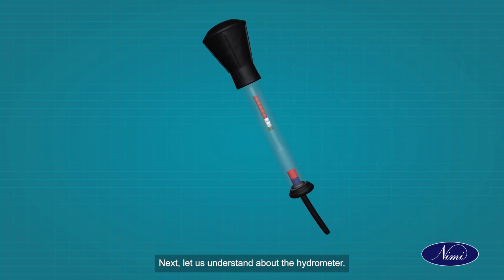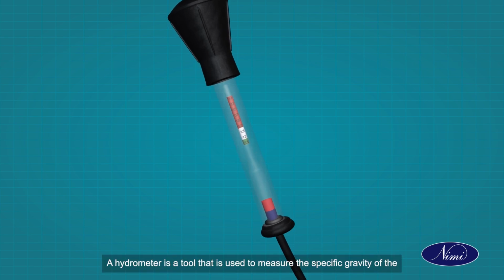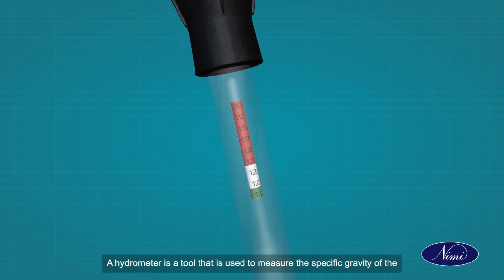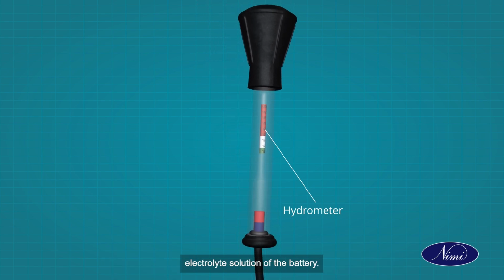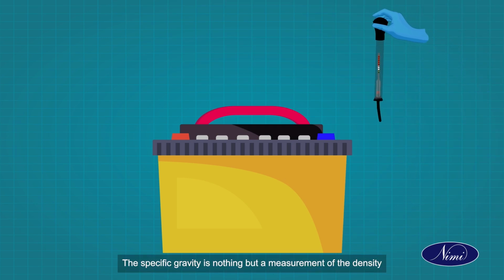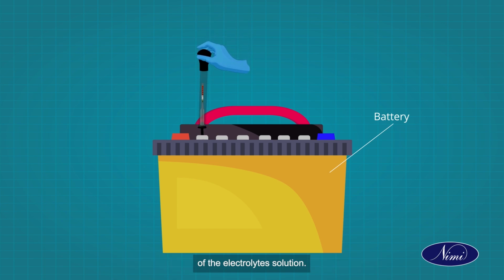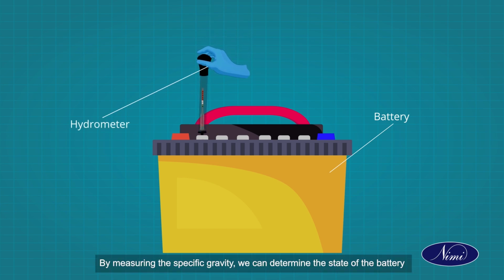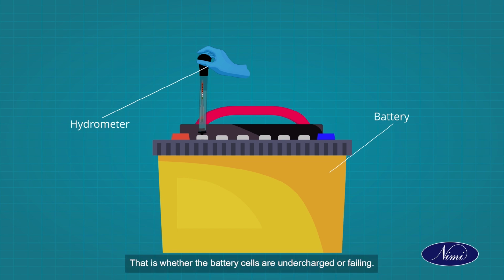Next, let us understand about the hydrometer. A hydrometer is a tool that is used to measure the specific gravity of the electrolyte solution of the battery. The specific gravity is nothing but a measurement of the density of the electrolyte solution. By measuring the specific gravity, we can determine the state of the battery, that is, whether the battery cells are undercharged or failing.